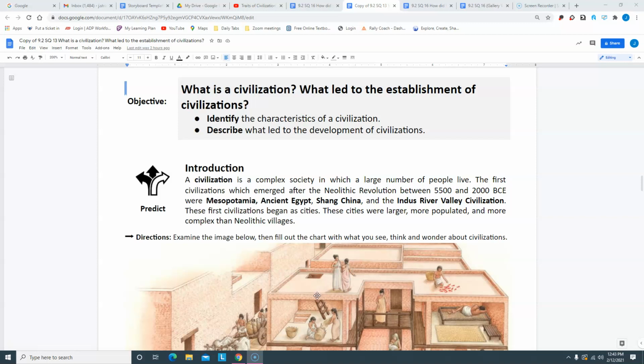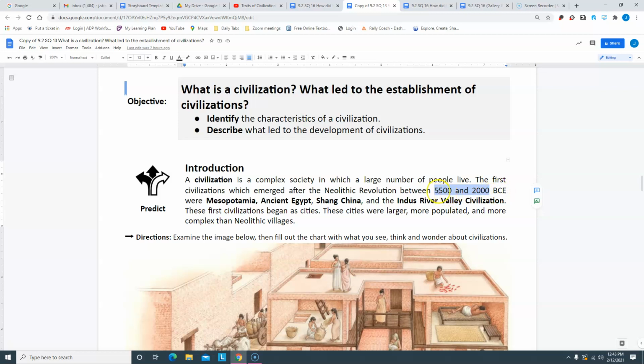Now, a couple things that I want to point out just from this paragraph. BCE stands for Before Common Era. And it refers to the time period before Jesus Christ was born. So this is 5,500 years to 2,000 years before Jesus' birth.